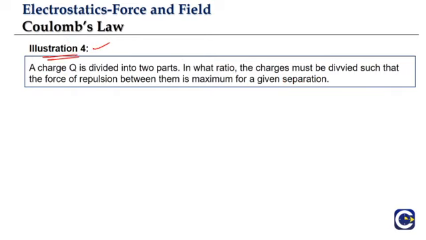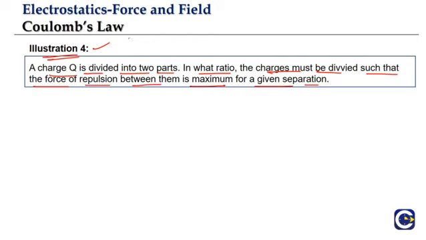This is a very standard question. Even this has come in a couple of entrance examinations. A charge Q is divided into two parts. So we have a charge Q and we are dividing the charge into two parts. In what ratio must the charge be divided such that the force of repulsion between them is maximum for a given separation?